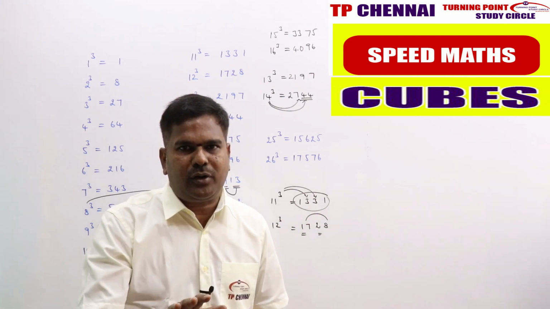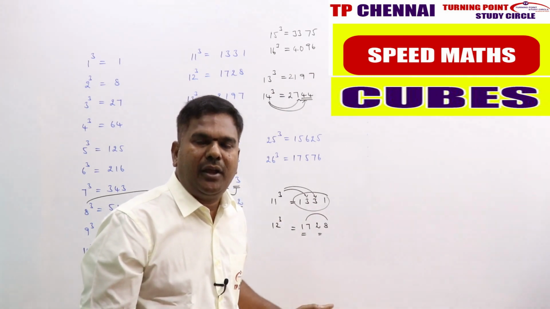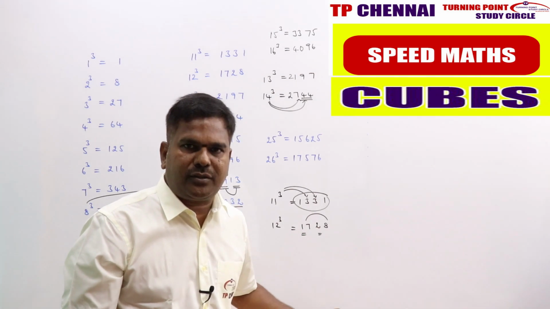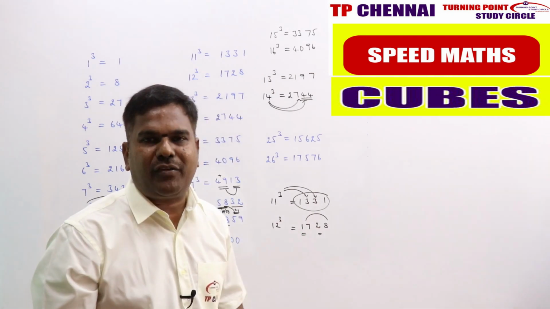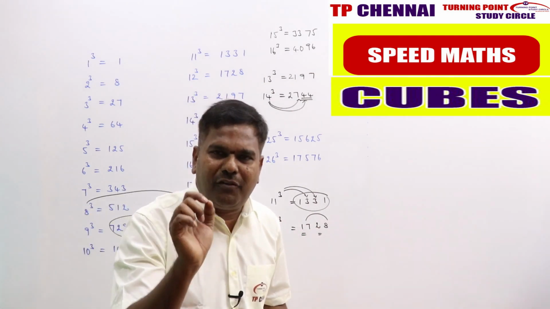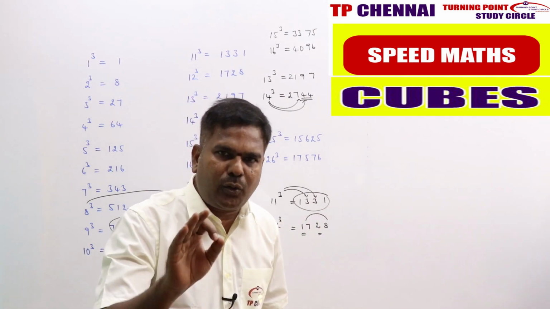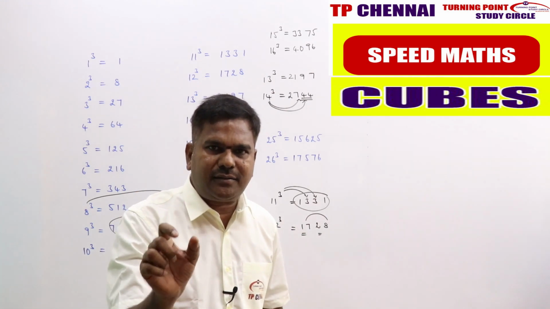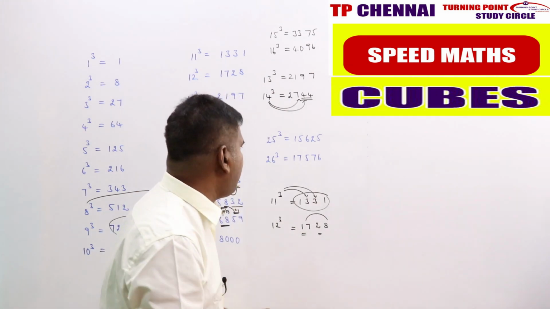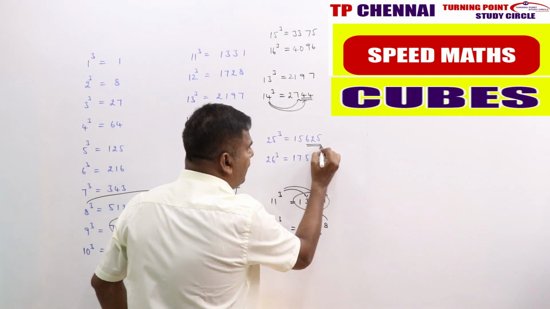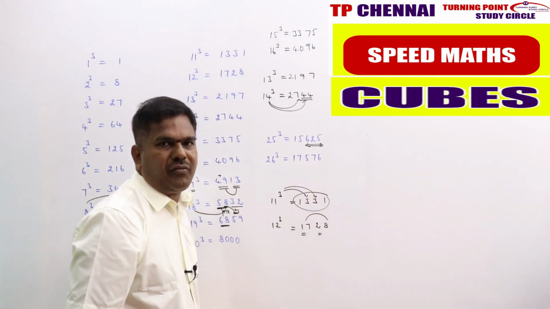Almost up to 20 it's over, I think. Of course 20 cube: 2 cube is 8 and 3 zeros, 8000, right? So 25 and 26 cube are left over. Very easy to remember. In 25 cube, the last 3 digits are 25 square. 25 cube's last 3 digits are 625, which is nothing but 25 square.